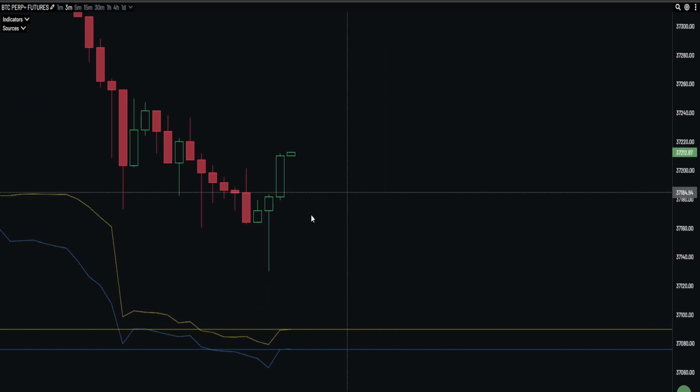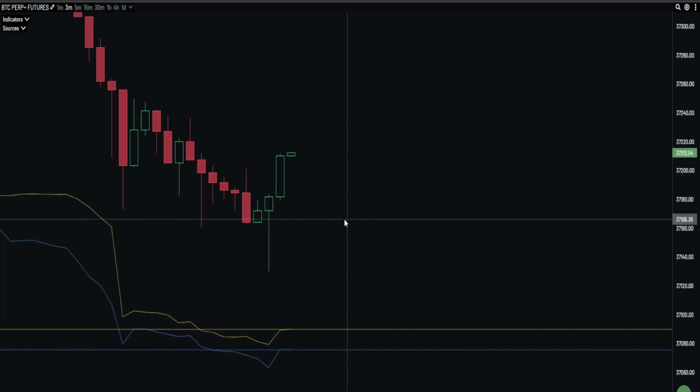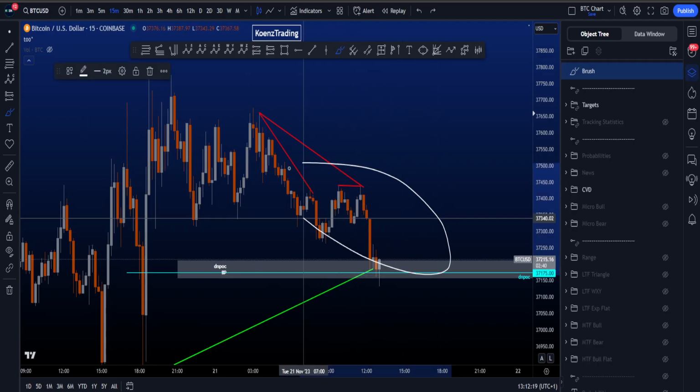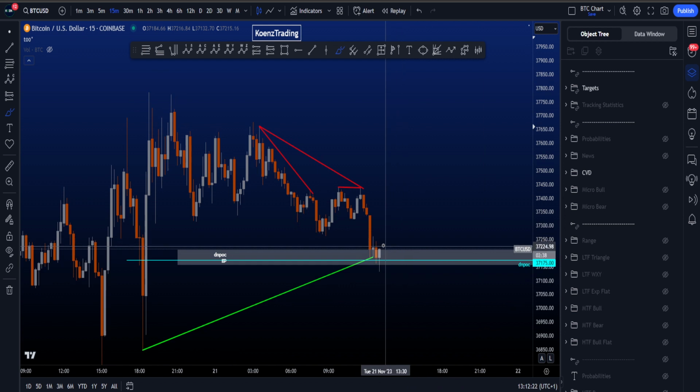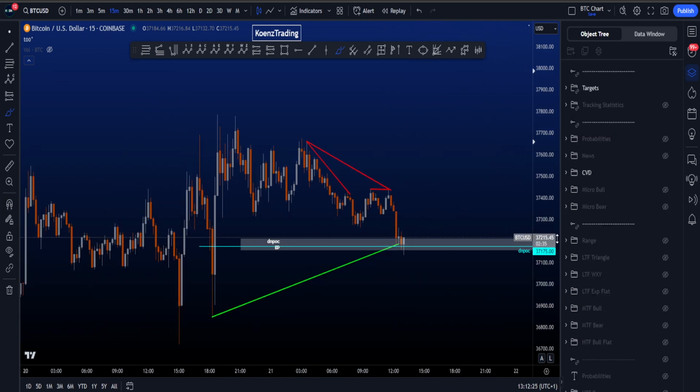Now this is the 3 minute CVD. Of course, we just made the wick over here, so there is nothing to see, but keep an eye on those divergences. The moment you see more bearish CVD divergences stacking, probabilities increase for a move towards the downside.